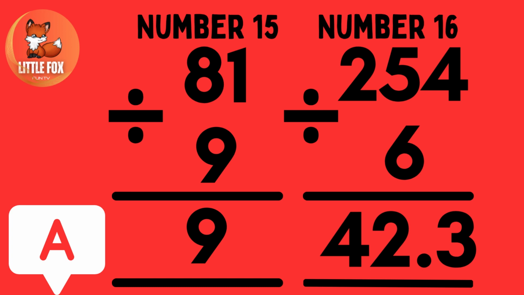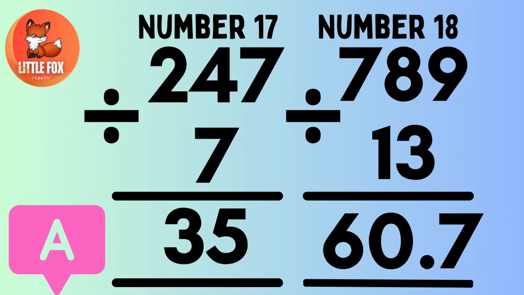Number 16. 254 divided by 6 is equal to 42.3. Number 17. 247 divided by 7 is equal to 35.